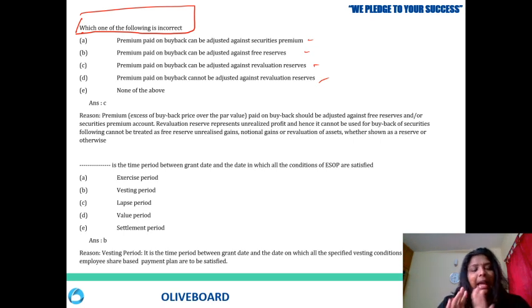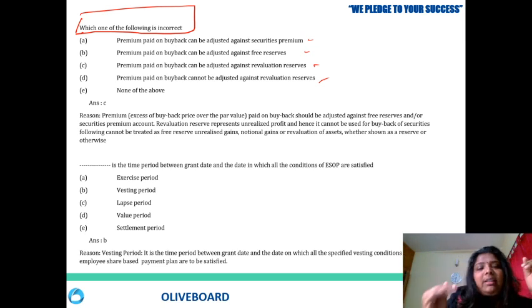If you read these choices, it is talking about buyback. Not only this particular question, this particular chapter, the buyback chapter, you have to read along with the Companies Act, because the Companies Act has laid down so many provisions which have to be followed. Along with that, accountancy follows.